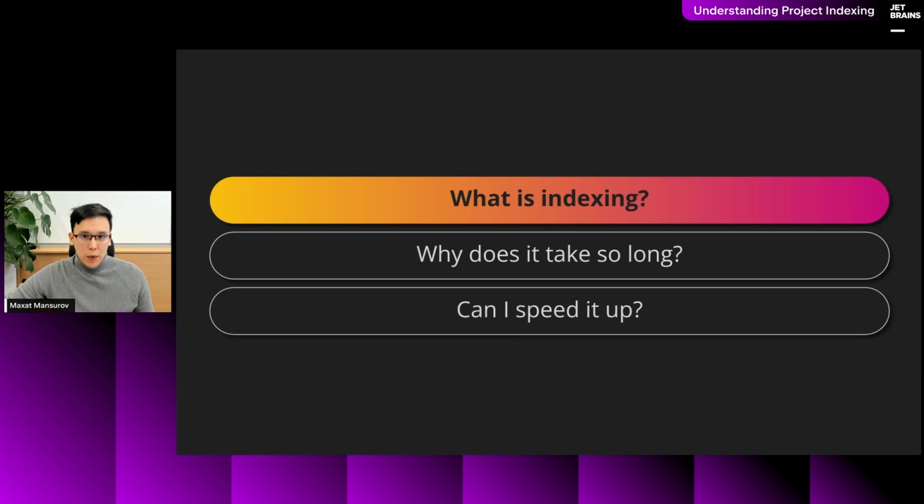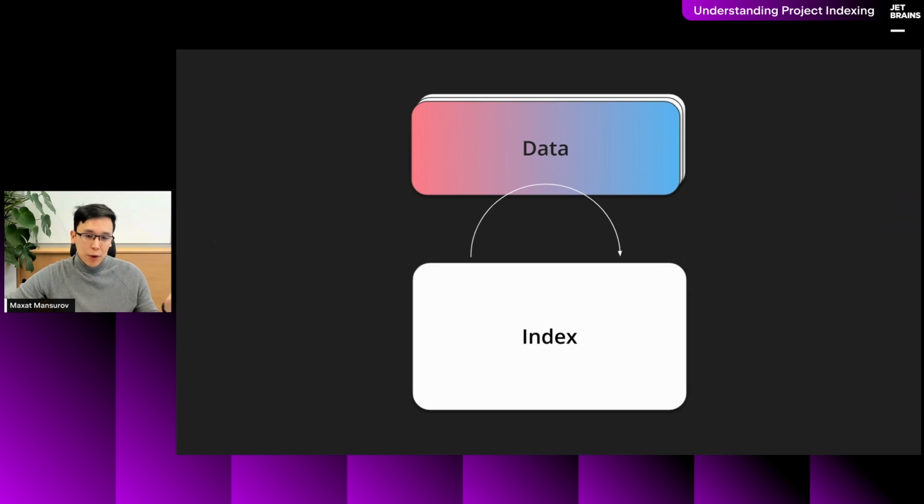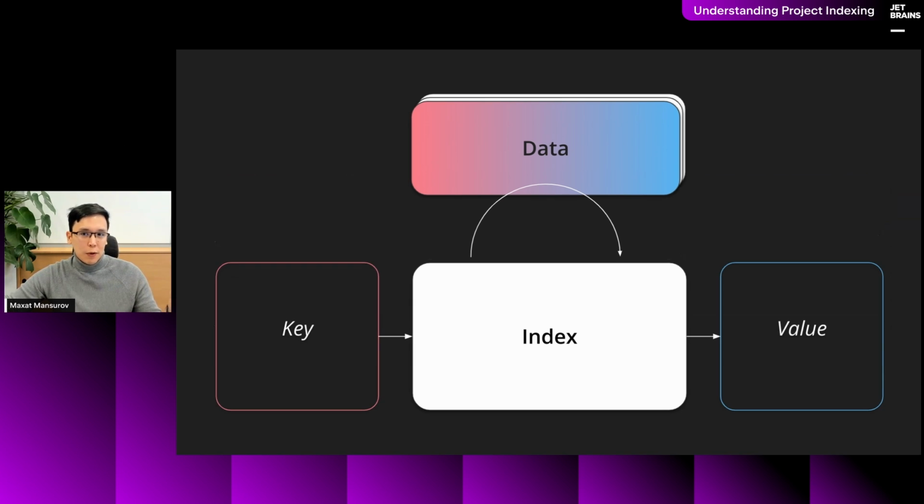So let me start with the first one. What is indexing? Indexing, as I understand it, is basically a process of creating indexes. And for this to be useful, we have to define what an index is. An index is just a data structure that we pre-compute ahead of time on some data. And later this is useful because we can query it and get our results quickly. For example, here we can give it some key and retrieve some value, which is much faster than looking it up in the data itself every time.